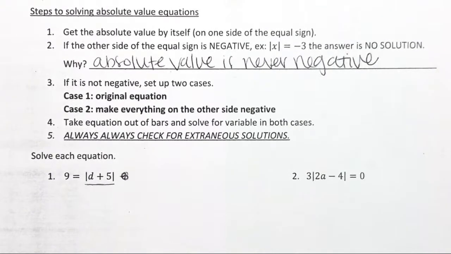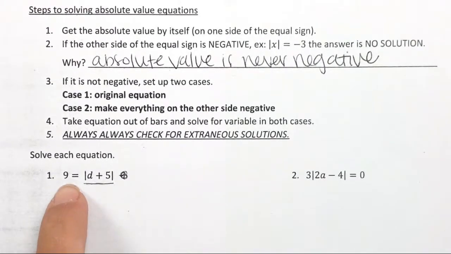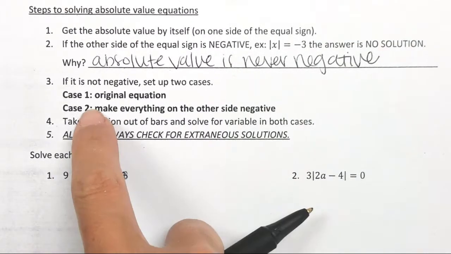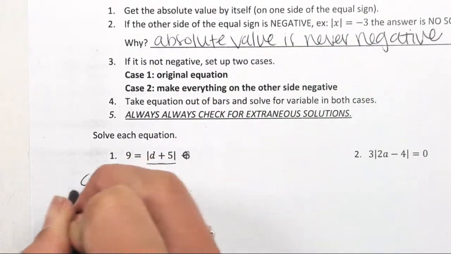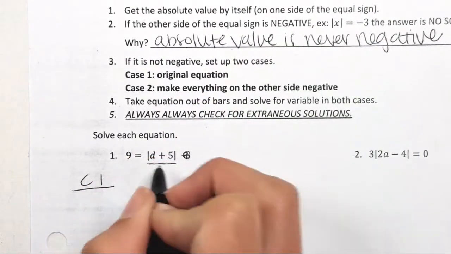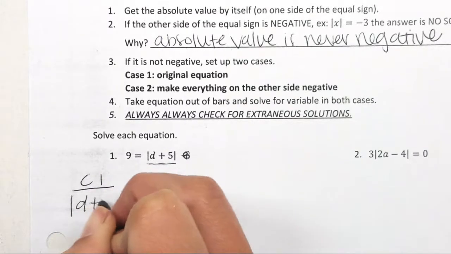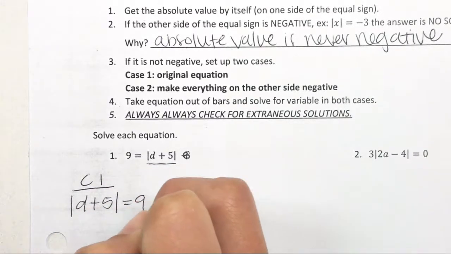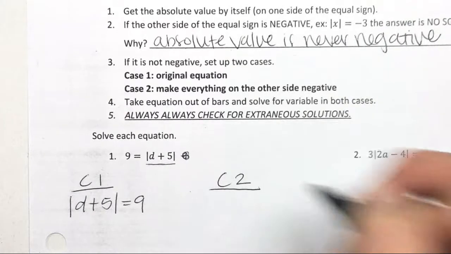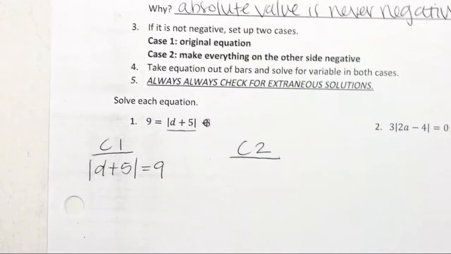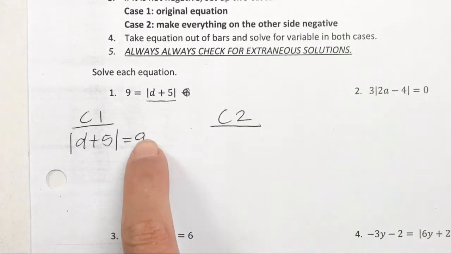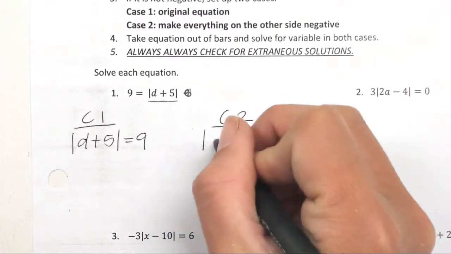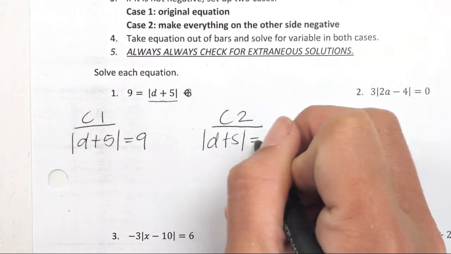Alright, step 3, if it's not negative, so example like 9 right here is not negative, we set up 2 cases every time. Case 1 is going to be the original equation, so I'm going to write that over here. Case 1 is just going to be, and I'm going to swap these, so absolute value of d plus 5 equals 9. And case 2, all you're going to do is make everything on the other side of the equal sign that's not the absolute value negative. So it would be d plus 5 equals negative 9.